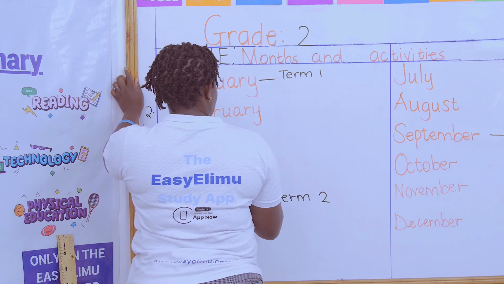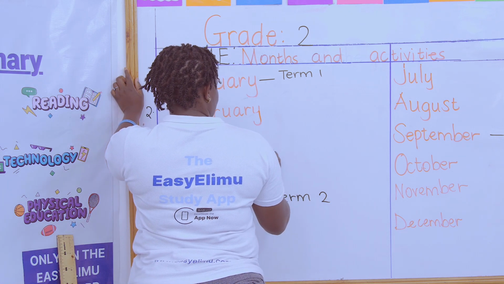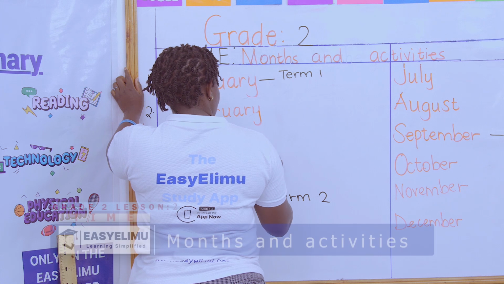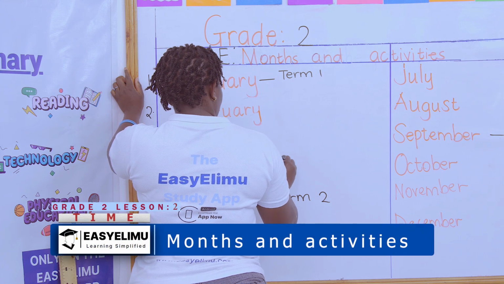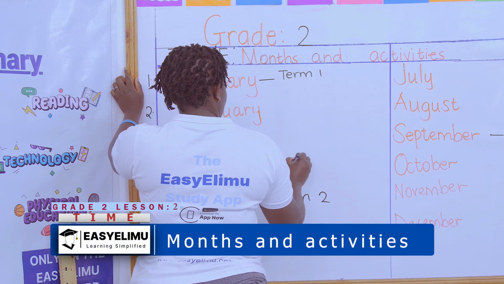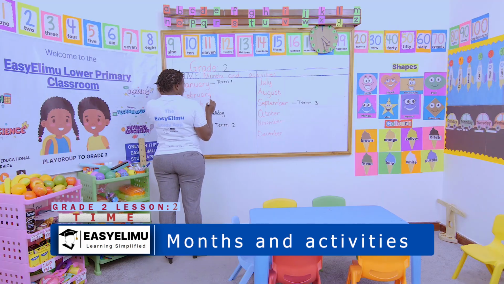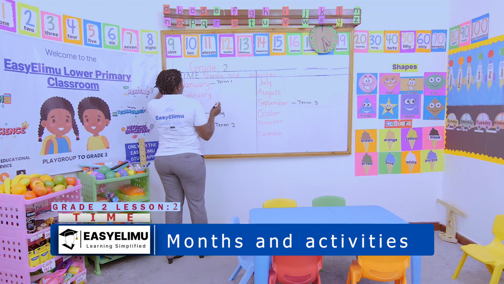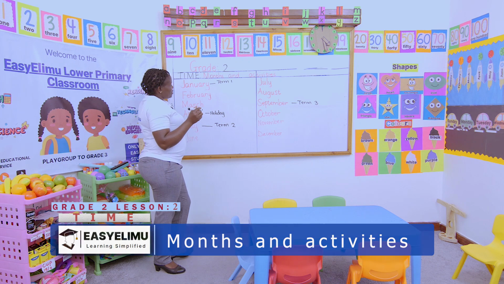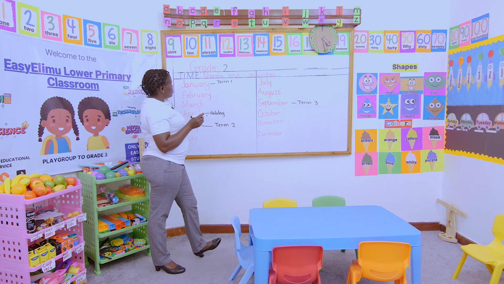Normally in April we have holidays. These are holidays where we are not going to school. The same April. Now January, apart from having term 1, what else do we have in January?